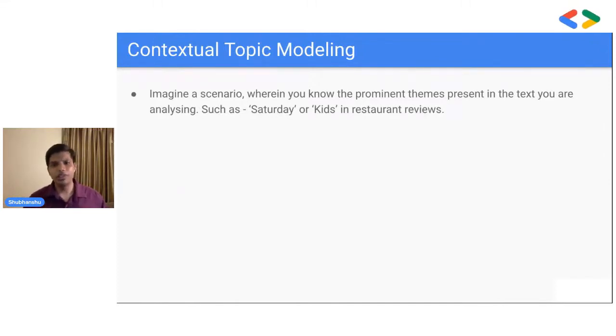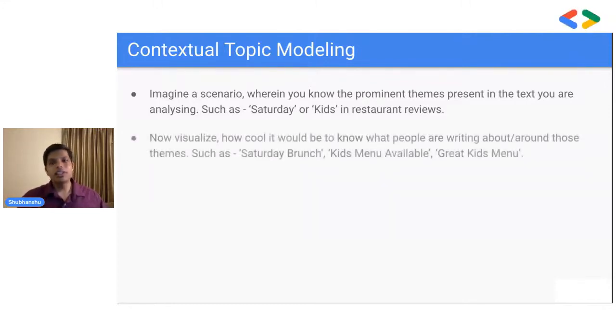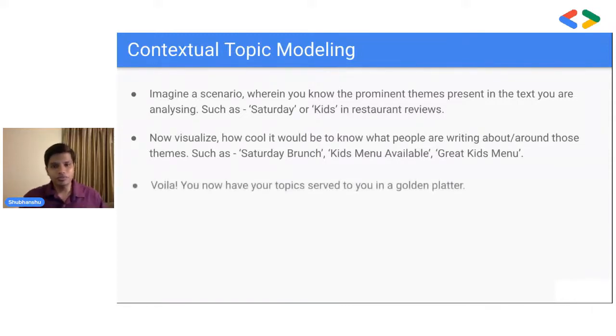Imagine a scenario where you know the prominent theme that is present in the text that you are analyzing, such as Saturday or kids in, let's say, restaurant reviews. Now visualize what people are writing about or around those themes, such as Saturday brunch. And the actual review could be, I went to have brunch on Saturday with my family. Similarly, great kids menu. And the actual review could be, the restaurant had a great kids menu.